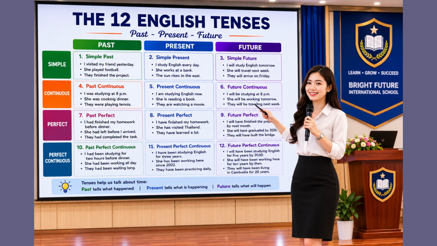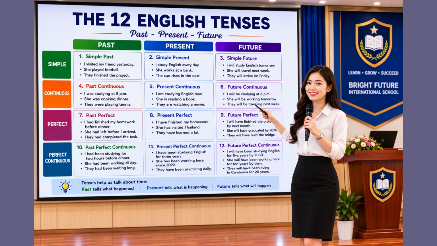When telling stories, we often use the simple past tense. For example, last weekend, I visited my friend. We ate lunch together and walked around the city. This tense is very common when discussing yesterday, last week, last month, or any completed past event.